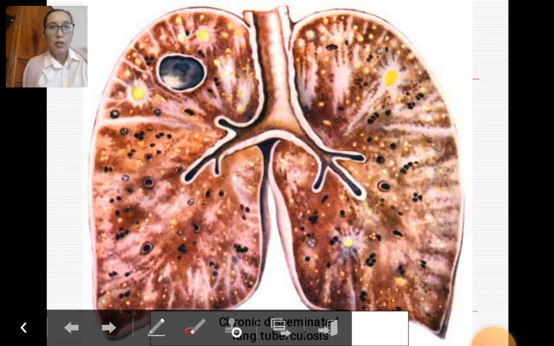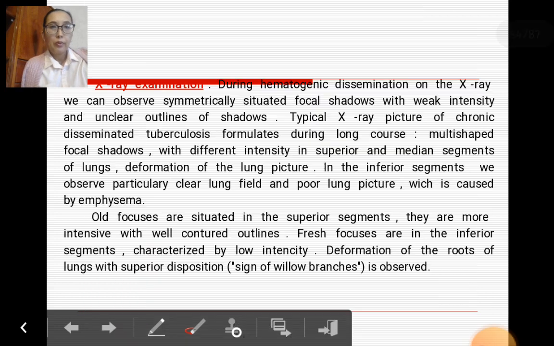Here you can see schematically chronic disseminated lung tuberculosis. You can see the caverns, and you can see the old and young shadows in the lungs. X-ray examination: during hematogenous dissemination on the X-ray, we can observe symmetrically situated focal shadows with weak intensity and unclear outlines. Typical X-ray picture of chronic disseminated tuberculosis formulated during a long course.